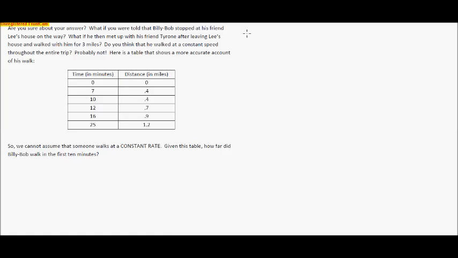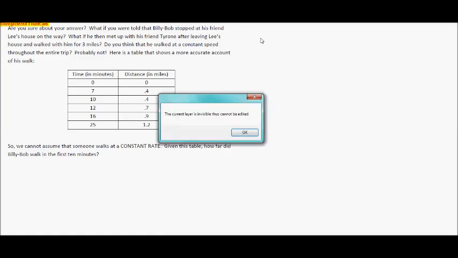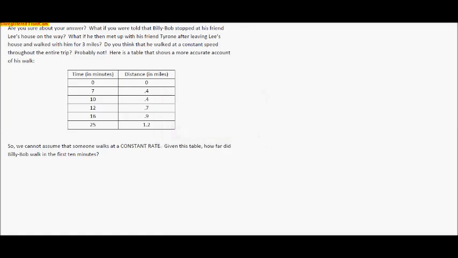Because if you bring up part B, it says, are you sure of your answer? Now remember, for part A, we got 0.48 miles. Alright? And part B, though, they give us a little more information. It says, what if you were told that Billy Bob stopped at his friend Lee's house on the way? And what if he then met up with his friend Tyrone after leaving Lee's house and walked with him for 3 miles. Do you think that he walked at a constant speed throughout the entire trip?